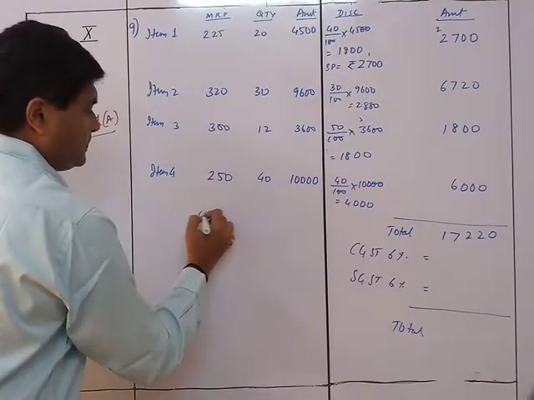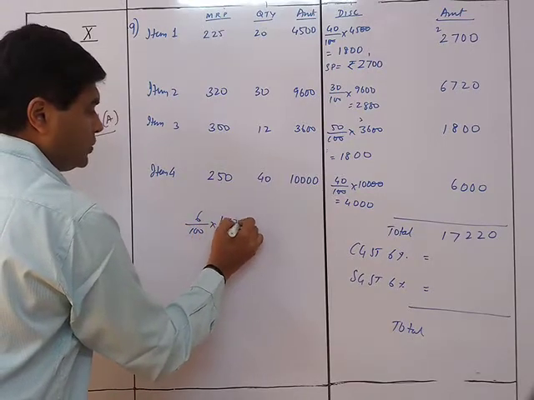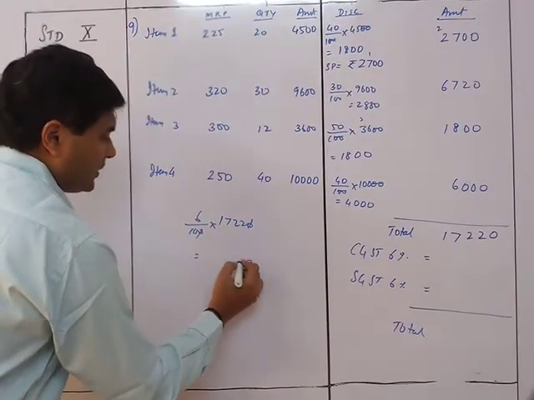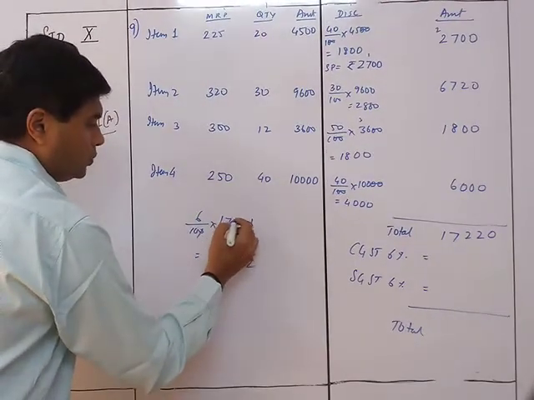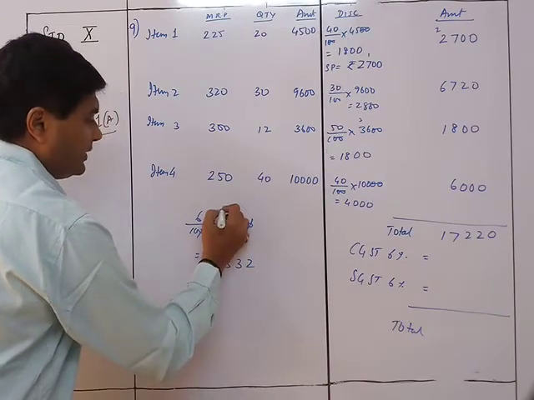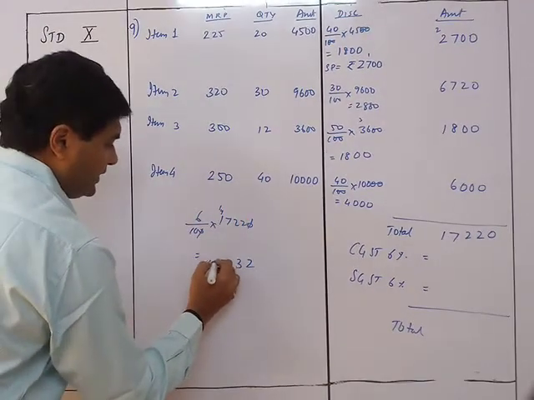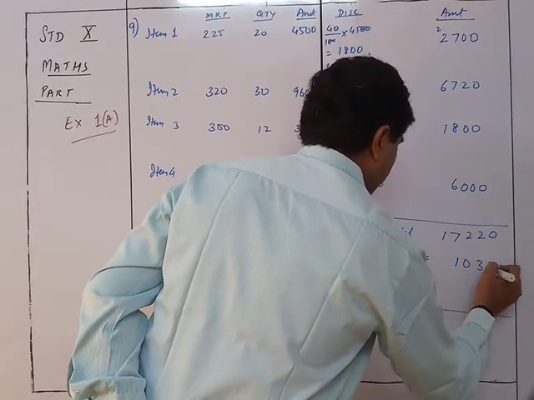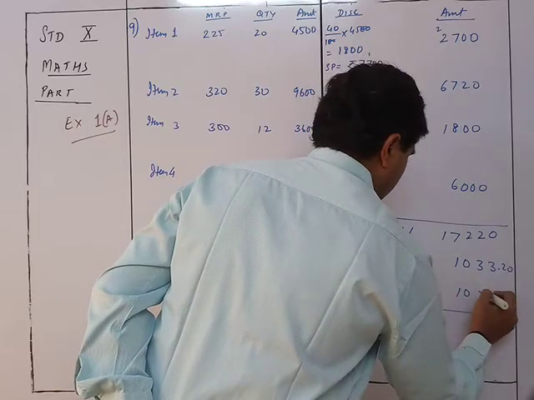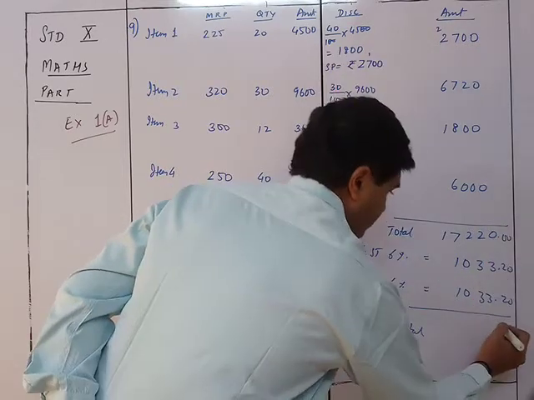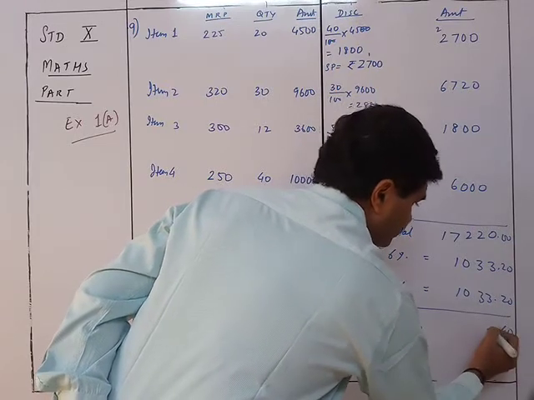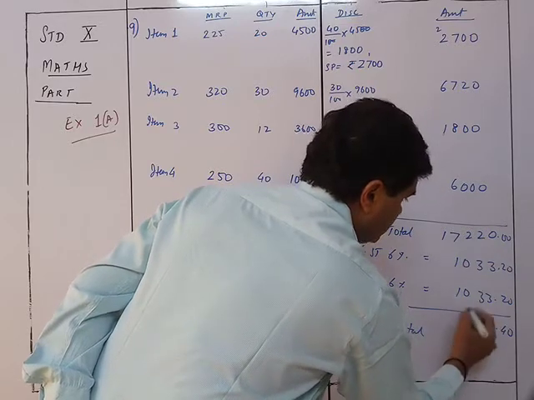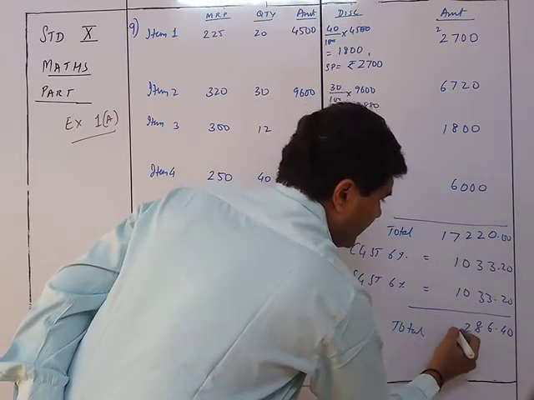Easier. So 6 upon 100 into 17220. So that is going to be 6 2s are 12, plus 1, 13, and 6 3s are 42, plus 1, 43, and then 6 1s are 6, 7, 8, 9, 10. So it is 1033.20. This is 00, so this is 40. This is 6, 8. Then this is 2 and then 7, 8, 9 and 1.